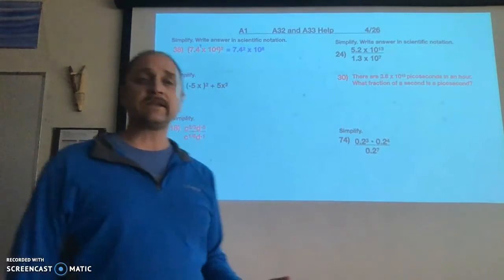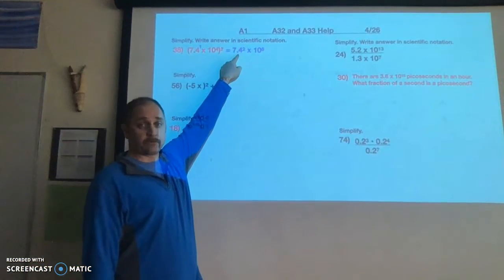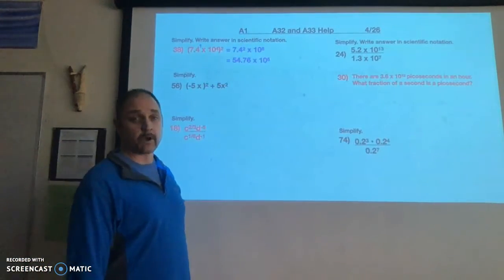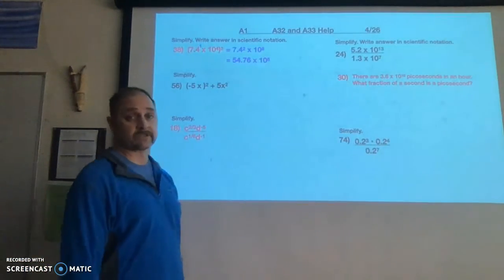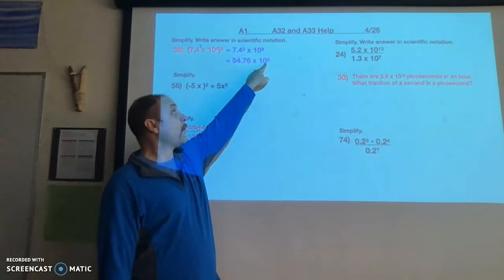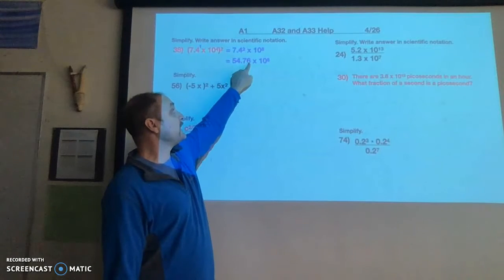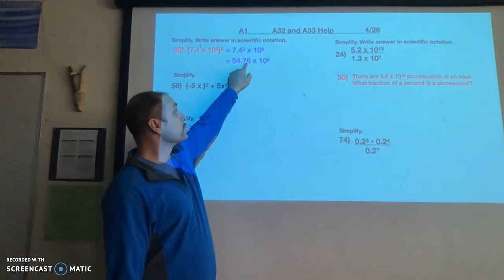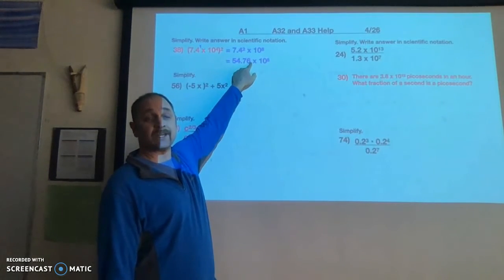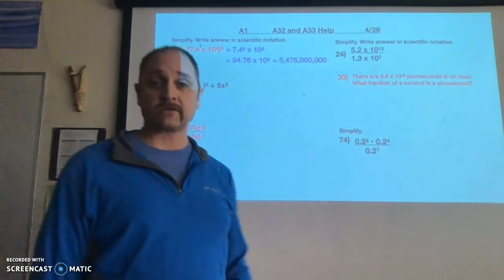Now, they want the answer in scientific notation. So let's square the 7.4. So that's what? 54.76. And now we have times 10 to the 8th. Well, what that 10 to the 8th means is move that decimal to the right 8 times. So the first 2 take the existing numbers, but then the next 6 you put zeros in there. So now it looks like this.